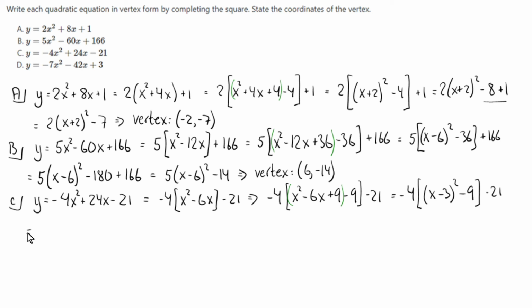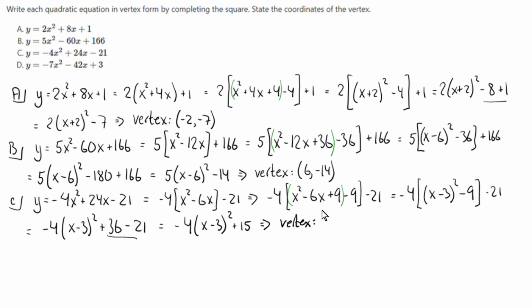Now we bring the negative 4 back into the bracket. So it's going to be negative 4 times x minus 3 squared plus 36 minus 21. We combine the numerical constants. So 36 minus 21 is 15. And the coordinates of the vertex are 3 and 15.